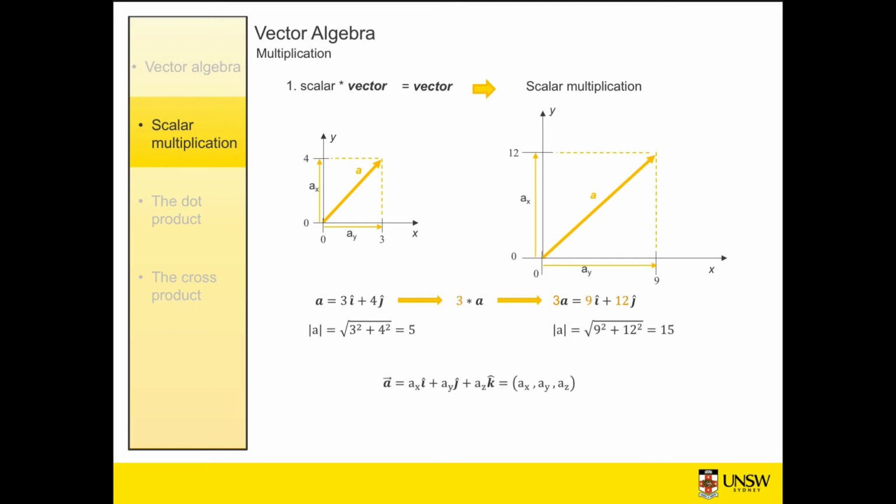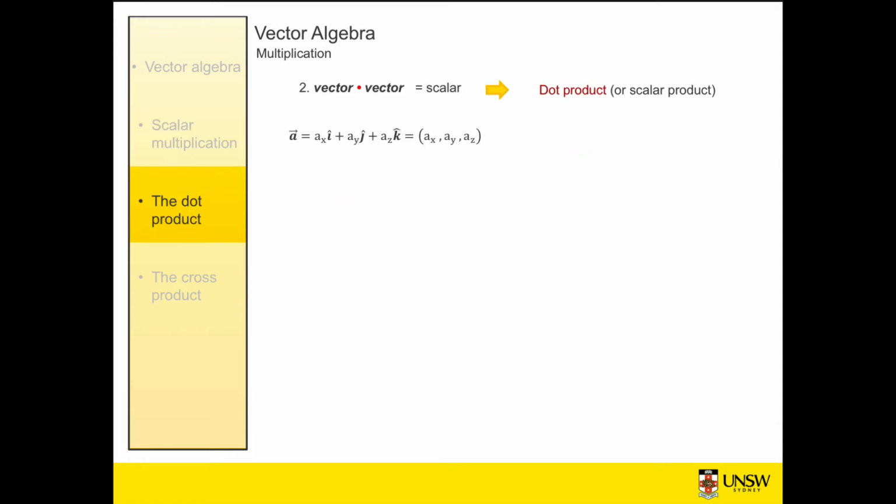So the general formula for scalar multiplication of our 3-dimensional vector A: we just multiply each dimension individually. So c times our vector A is c times the x component plus c times the y component plus c times the z component. Our second type of vector multiplication, and the last one for this video, is the dot product. So here we multiply 2 vectors and the result is a scalar.